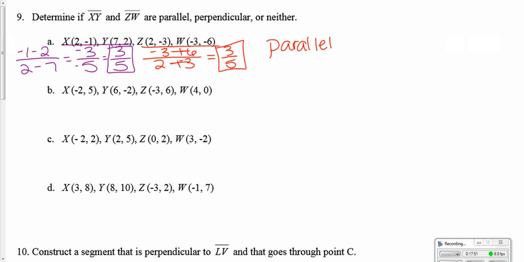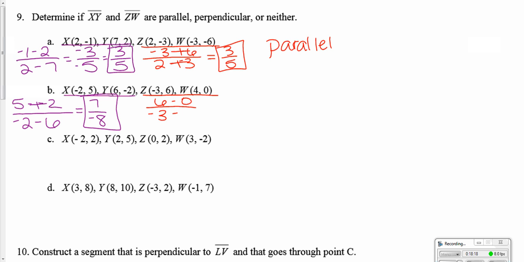Okay, letter B. For XY, 5 minus -2 over -2 minus 6. So 5 plus 2 is 7, over -8, so -7/8. For ZW, 6 minus 0 over -3 minus 4, 6 over -7. Those are not reciprocals, nor are they opposites, and they're not the same. This is neither parallel nor perpendicular.